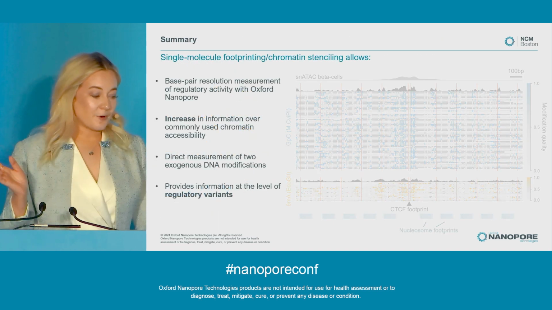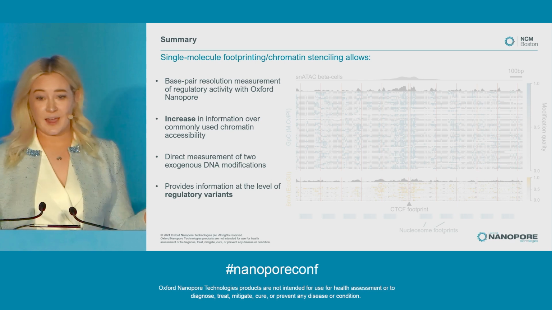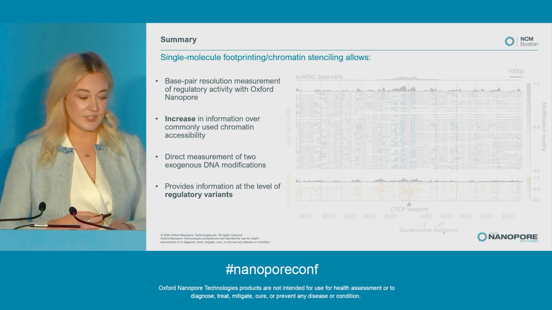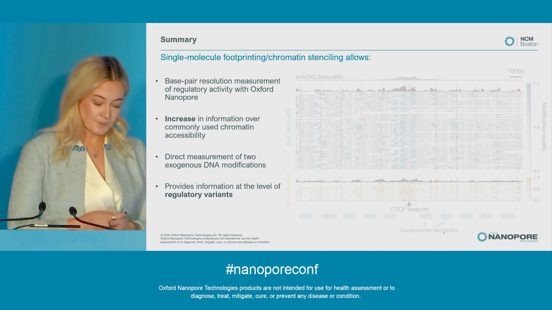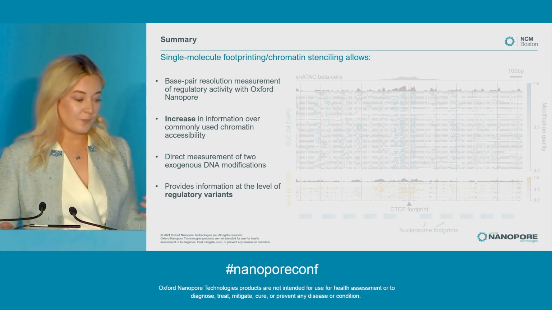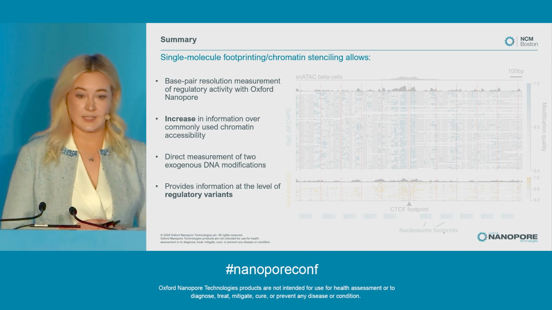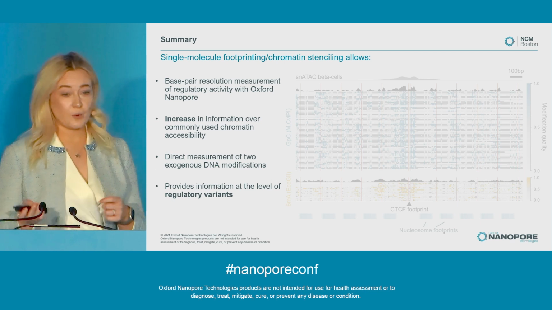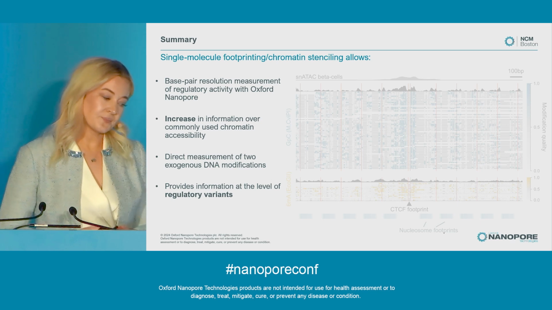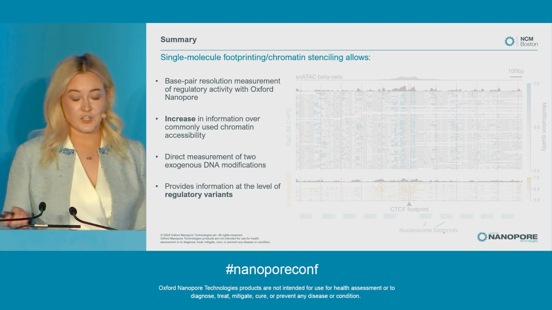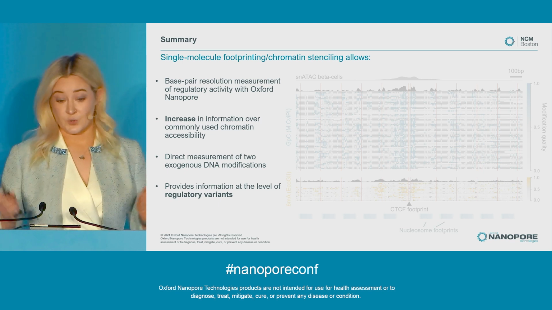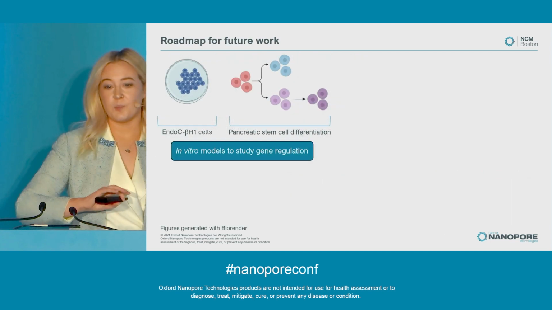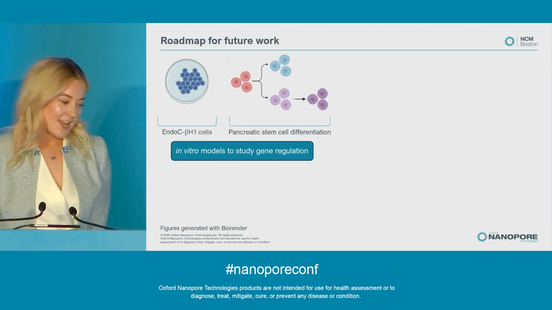To summarize, we can use base pair resolution to look at regulatory activity using Oxford Nanopore sequencing. We have a huge increase of information over the commonly used chromatin accessibility methods. We can do direct measurement of two exogenous DNA modifications, and we can provide information at the level of regulatory variants. Before I finish, I just wanted to give you a bit of a roadmap for our future.